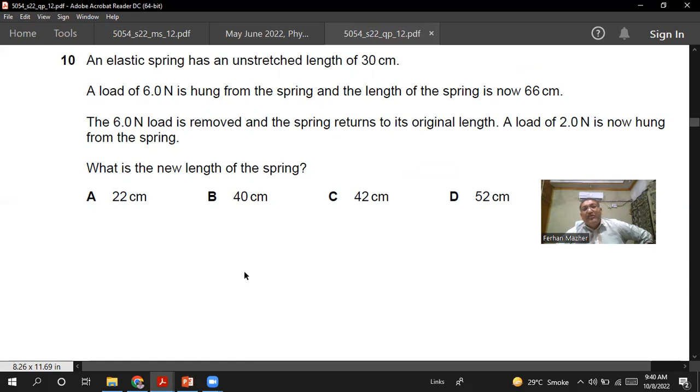The load 6 newton is removed and the spring returns to its original length. A load of 2 newton is now hung from the spring. What is the new length of the spring? Okay, so now the load is 2 newton. I will first of all find how much is the extension. And once I know the extension, then I can find the length at that load. That will be L equals L naught plus the extension. So let me show you.